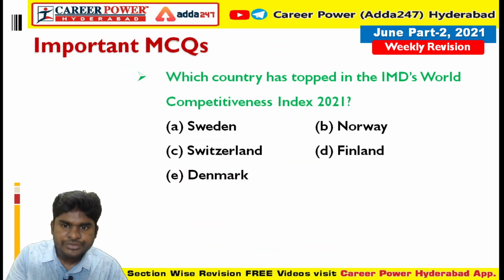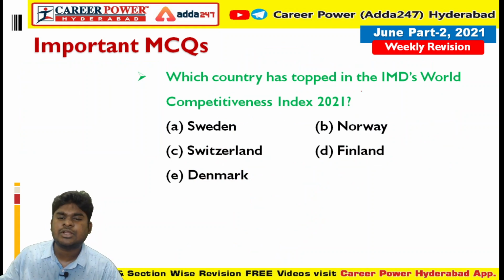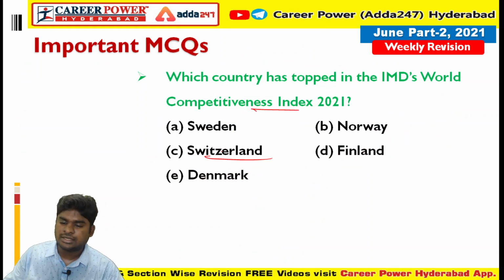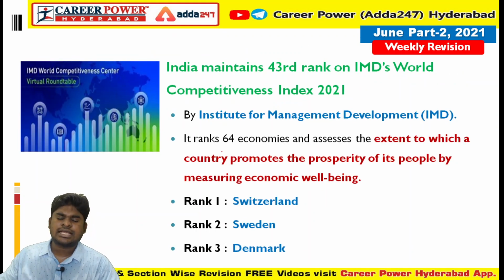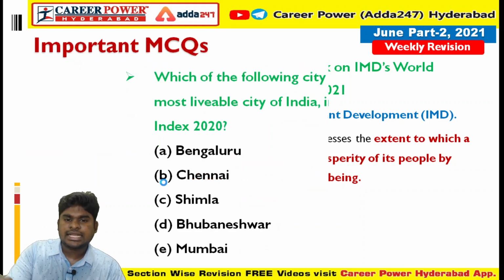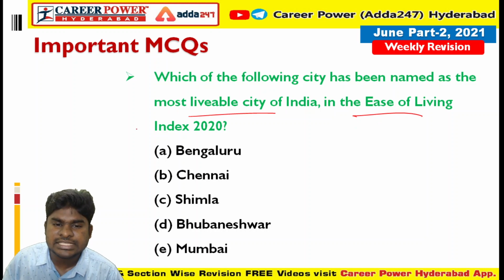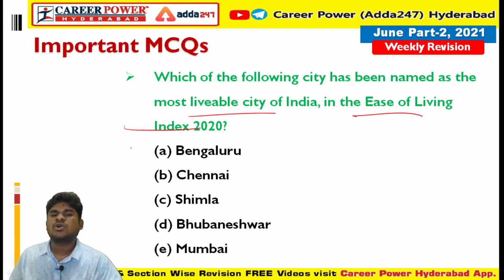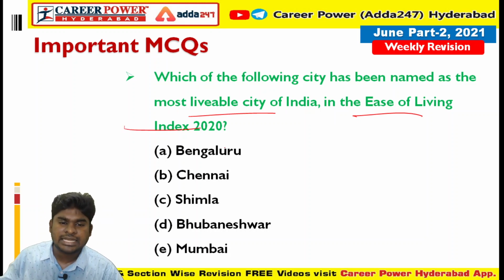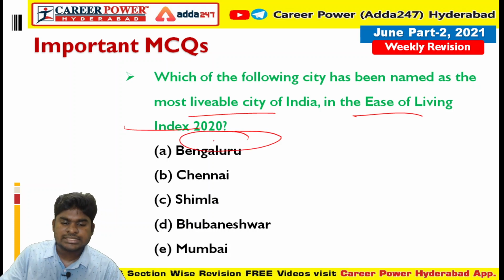India is 43. So next question, who topped this IMD World Competitiveness Index? Answer is Switzerland. So the next question, which city has been named the most liveable city according to the Ease of Living Index? Answer is Bangalore.